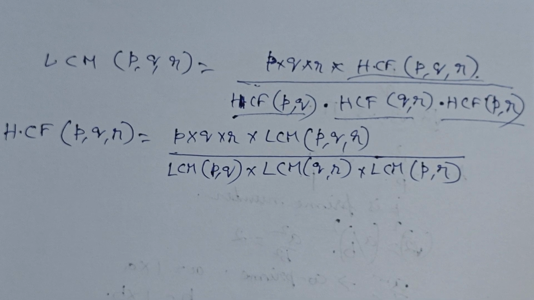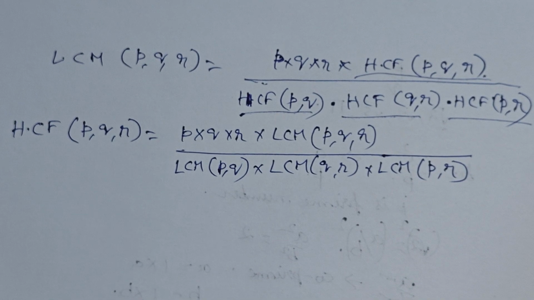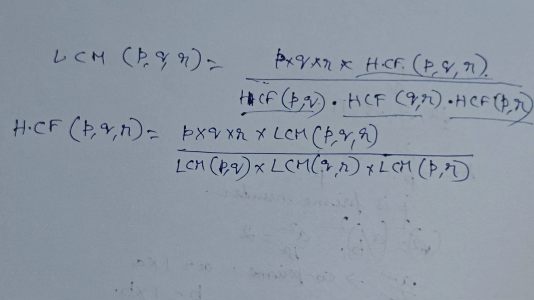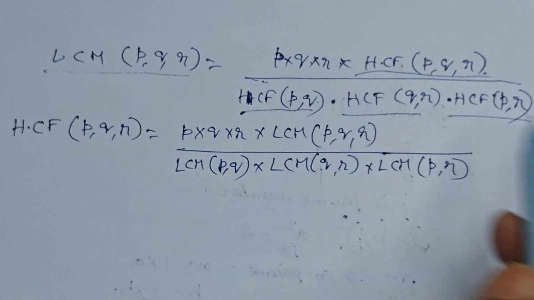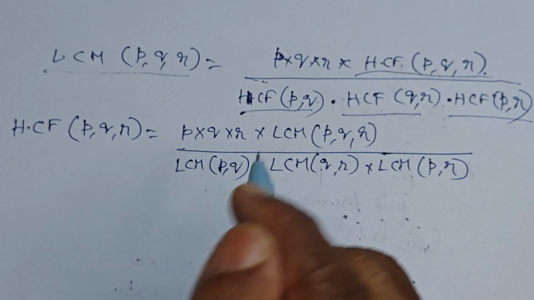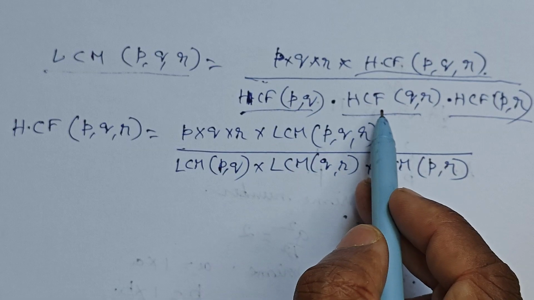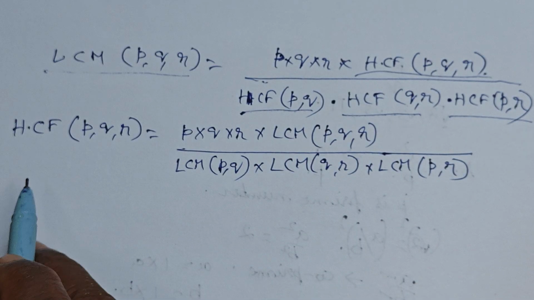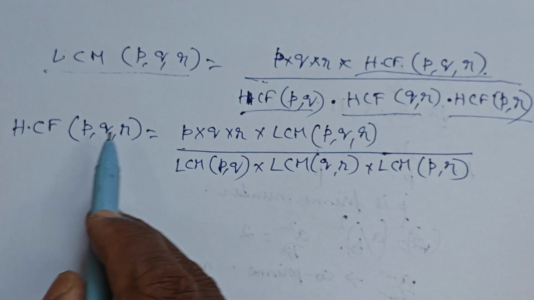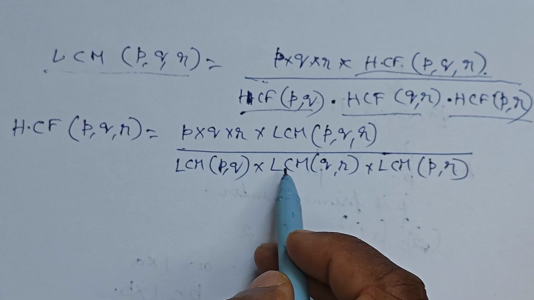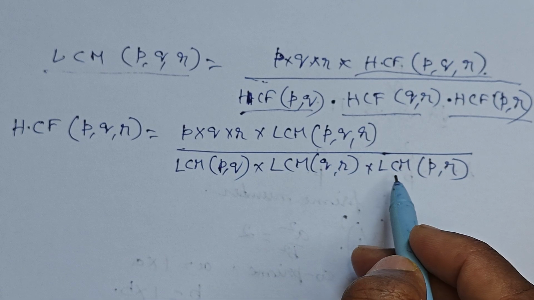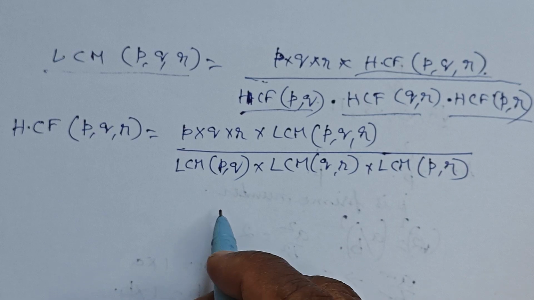You don't need to do much using the formulas. As far as I know, there is no specific question in the NCERT books. But if at all you get a question, what you need to know is LCM of P, Q, R is equal to P Q R into HCF of P Q R divided by HCF of, taking two at a time, HCF of PQ, HCF of QR, HCF of PR. Similarly, if they are asking HCF of P, Q, R, it is equal to P Q R into LCM of P Q R divided by LCM of PQ, LCM of QR, and LCM of PR. So this is the methodology.